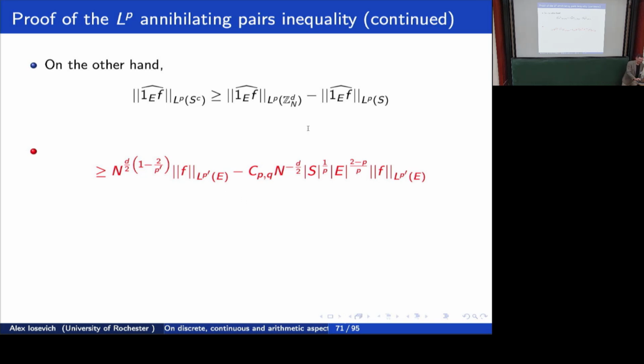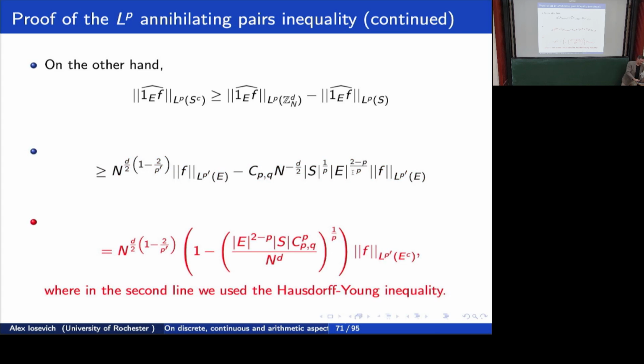Okay? And then for the second term, we use the upper bound that we just obtained by using two tricks. One is the, well, not tricks, two concepts. One is the restriction theorem, and the other one is simply cheaply mapping from LP to LP prime. Okay? And we combined the terms. And as I said, in the second line, we used the Hausdorff-Young.